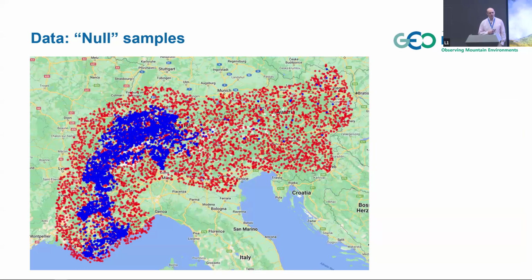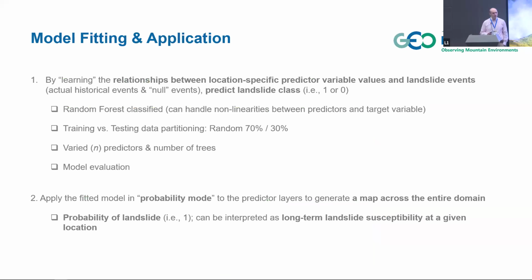To derive a model using this fairly classical, simple machine learning approach, it's also necessary to generate so-called null samples. These are locations where we don't have landslides. This is to train the model to differentiate between the conditions under which landslides can occur compared with those which do not lead to landslides. So by learning the relationships between the predictive variables, these covariate layers which I presented, which are spatially continuous, and the outcome, whether or not a landslide has happened in that location in the past, we can then develop a model to predict this.